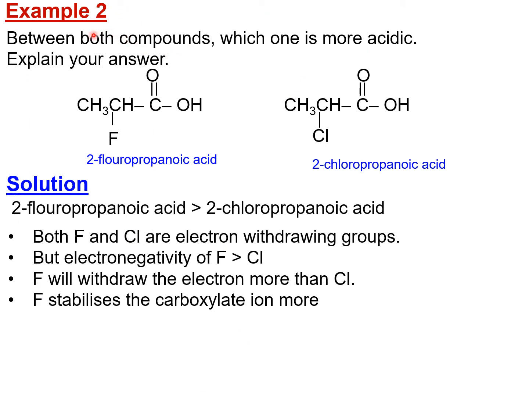Let's look at the last example. Dia cakap between both compounds, which one is more acidic? And explain your answer. Okay, kat sini, this is the COOH, okay. C double bond OH. This is the functional group carboxylic acid that we are talking about. And then, kita tengoklah dekat kedua-dua ni apa yang berbezanya. Kat sini, dia ada melekat dengan electron withdrawing group jenis fluorine. Okay. And then yang this one pula dia melekat dengan electron withdrawing group jenis chlorine.